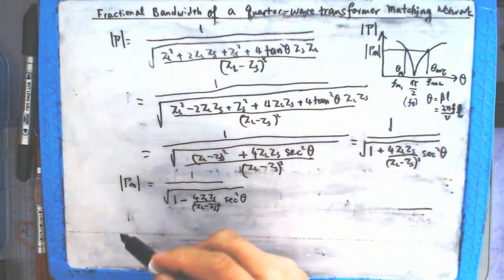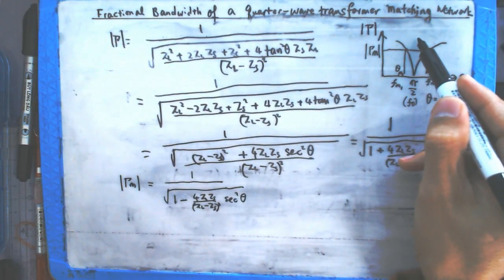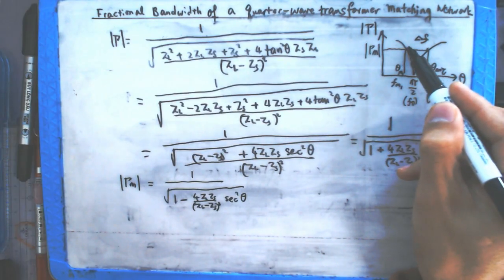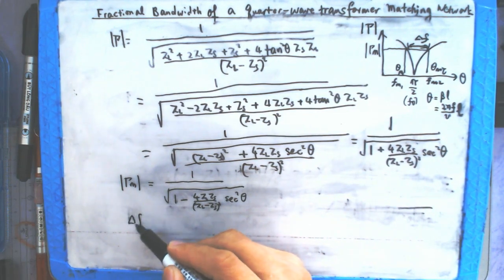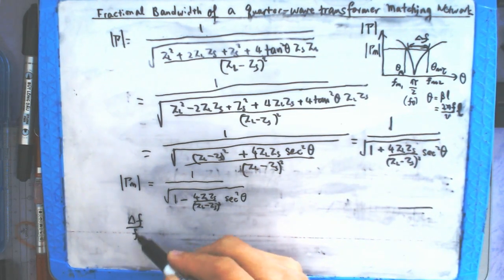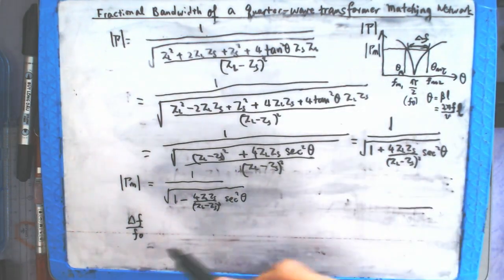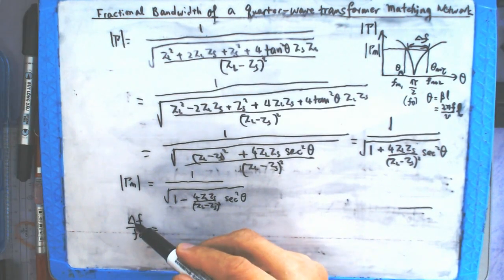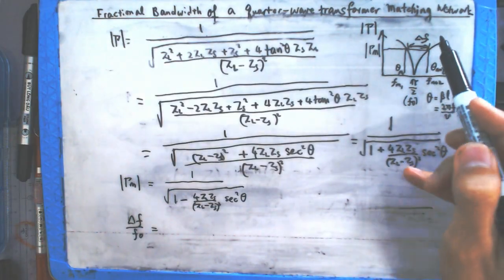But our ultimate goal is to work out the fractional bandwidth. The fractional bandwidth, by definition, is the bandwidth corresponding to this length. So delta F over F naught. This is the definition of fractional bandwidth. And what is delta F? Delta F is this length.